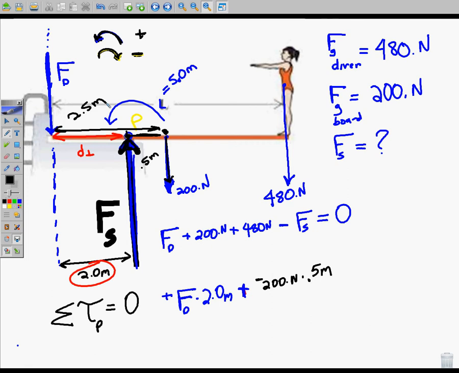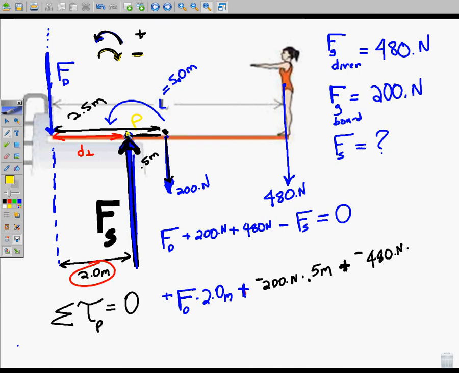Because what other torque is acting on it? The torque from the weight of the diver there. And is that torque due to the diver going to be positive or negative? Negative, perpendicular to the pivot point. It's going to be 480 newtons times what's the perpendicular distance from the diver to this pivot point right here?